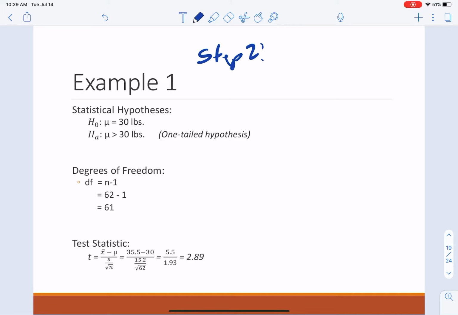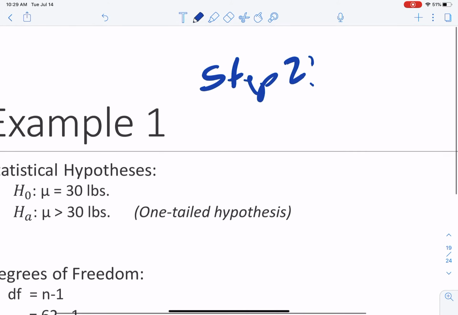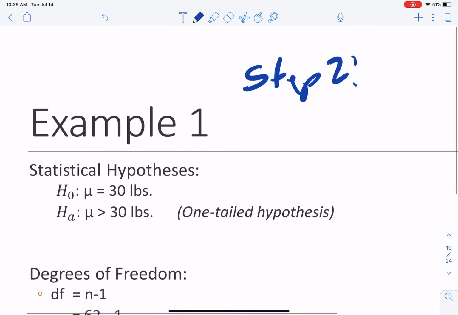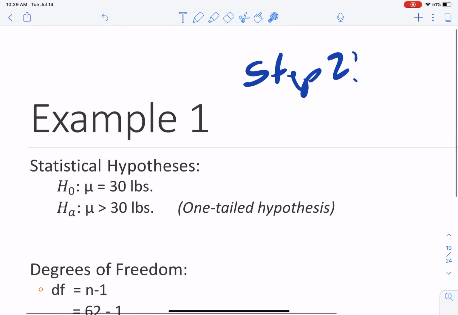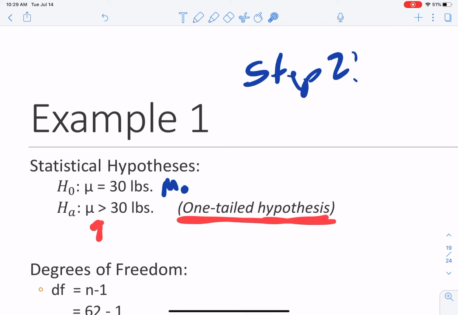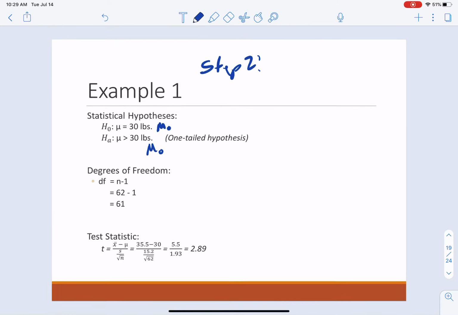Step two is our statistical hypotheses. Our null hypothesis is that mu equals 30, so mu equals mu naught. We're trying to estimate the whole population. And then our one-tailed hypothesis has some direction: that the population mean is greater than 30 pounds, greater than mu naught. So that's step two.